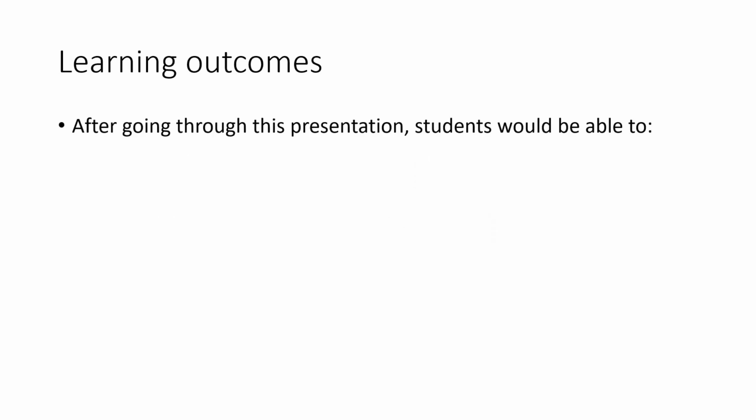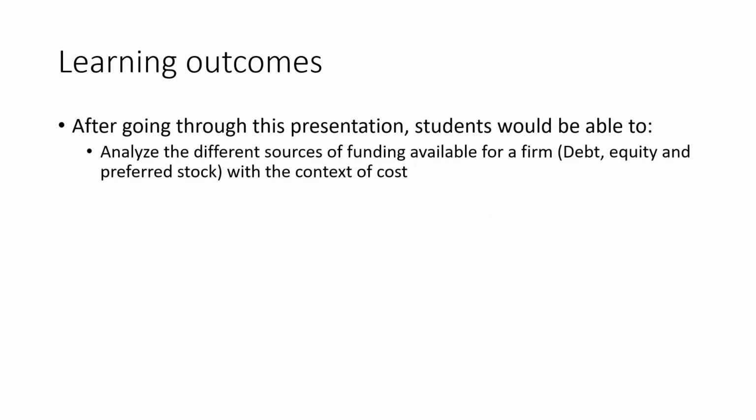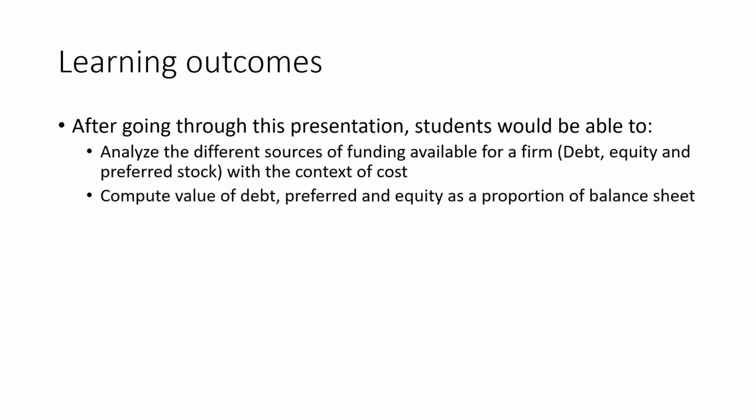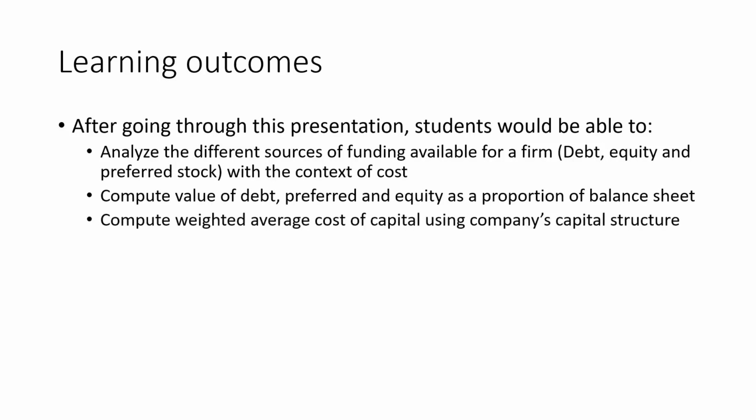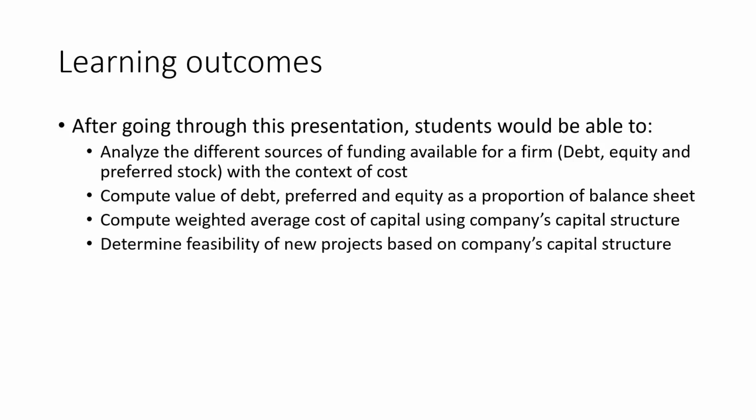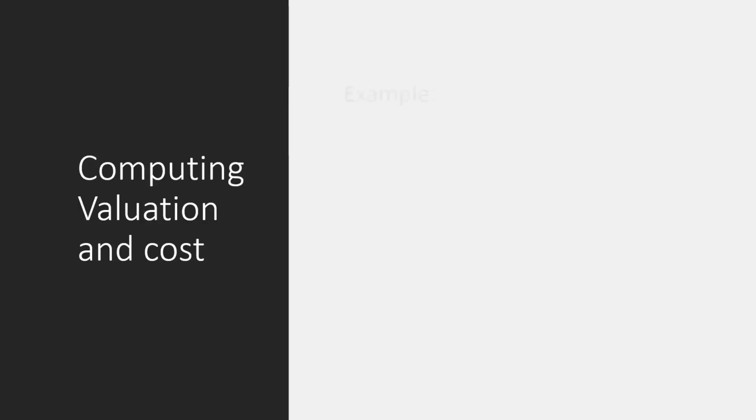Through this presentation, we're going to analyze the different sources of funding available to firms. So we're going to calculate the cost and value of debt, equity, and preferred stock in the context of cost and market pricing. We'll compute the value of debt, preferred, and equity as a proportion of the balance sheet. We'll compute the weighted average cost of capital using a company's capital structure, and then determine the feasibility of new projects based on this capital structure, utilizing the different decision-making rules that we've learned in cash flow analysis.